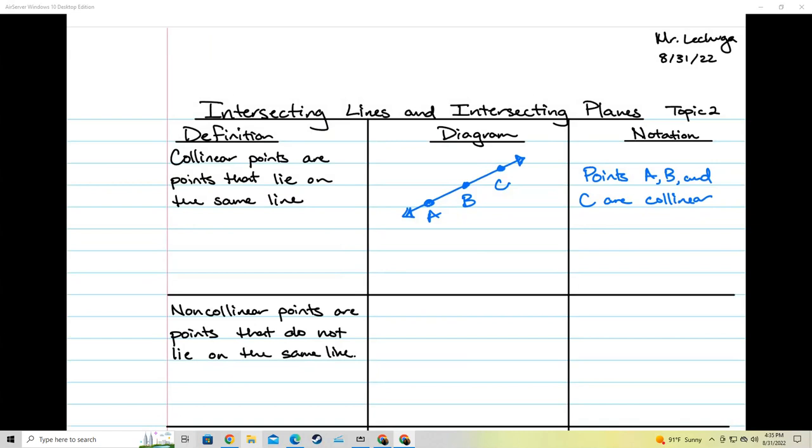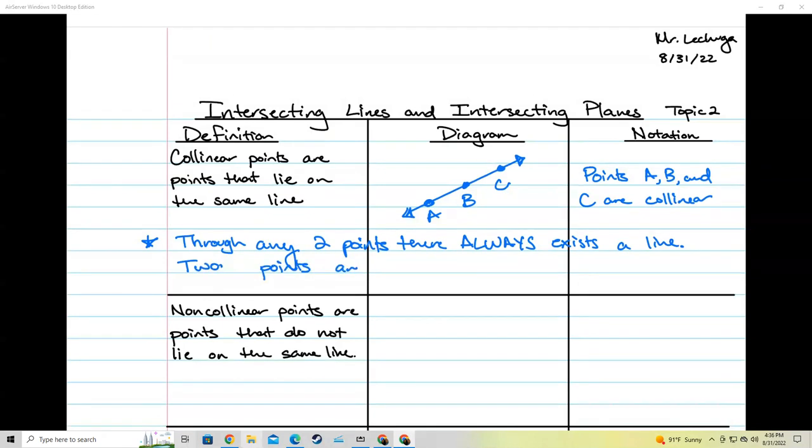Okay, a little bit of extra notes down here. I also want to point out that through any 2 points, there always exists a line. That is to say, 2 points are always collinear. And we're going to put that in a thought bubble here just so we know that that is one concise thought.